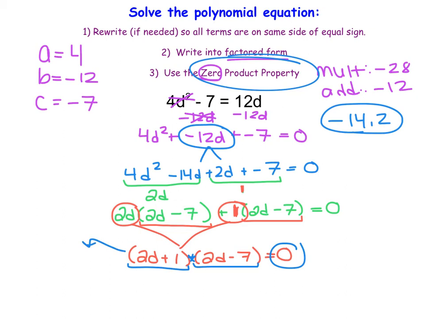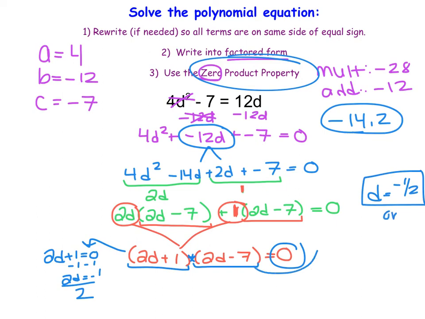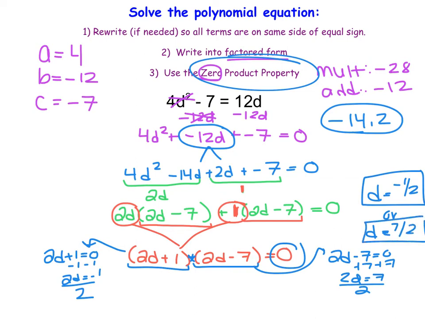So now I can set each part equal to 0. So, 2d plus 1 is equal to 0. So subtract 1, divide by 2. So one option is that d is equal to a negative 1/2. The other option, if I set 2d minus 7 equal to 0, we add 7, so you get 2d equals 7, divide by 2. The other option is d is equal to a positive 7 over 2.